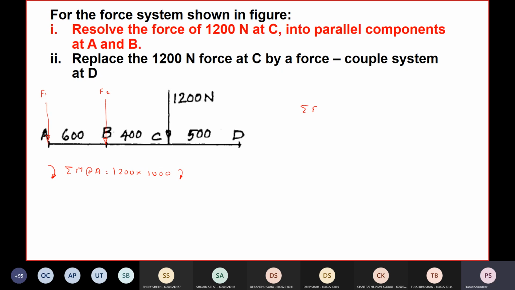Now let's do summation F for this force system. So that is equal to F1 plus F2, and since I have shown it downwards, let's write downwards positive. And this will be equal to 1200. And summation M about A for this parallel force system F1, F2 is equal to F2 into 600. Okay. All right. So equate these two. This is equal to F2 into 600, and find out F2.